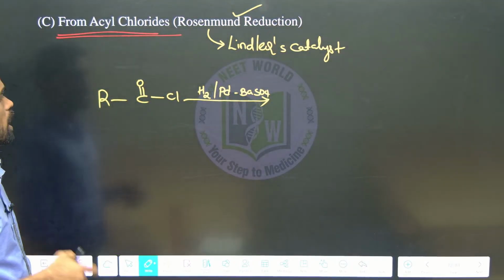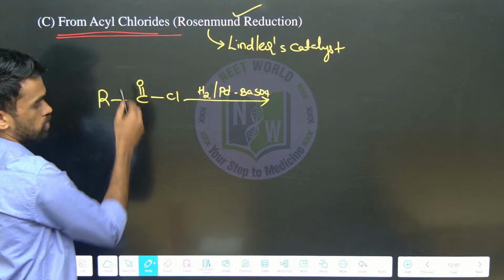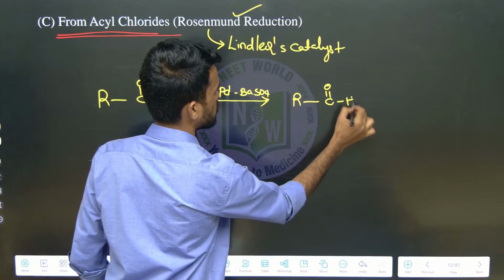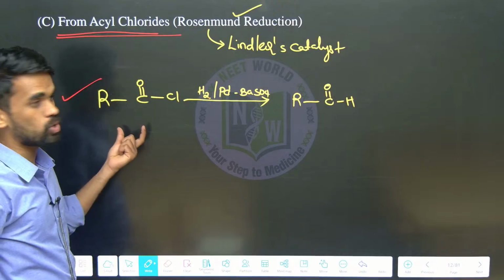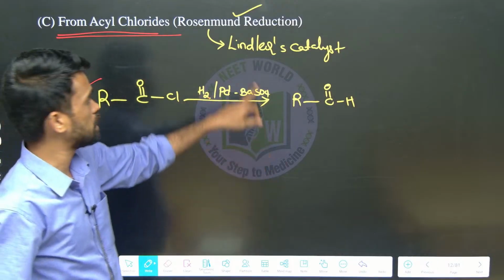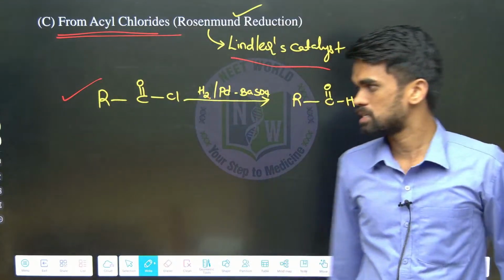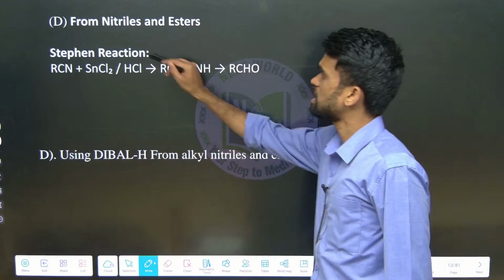So now what happens? This hydrogen will replace this chlorine. So the respective aldehyde is formed. That's it. The Rosenmund reduction converts acyl chlorides to aldehydes. The reagent or catalyst used here is Lindlar's catalyst. Remember this. So the next one is Stephen's reduction.